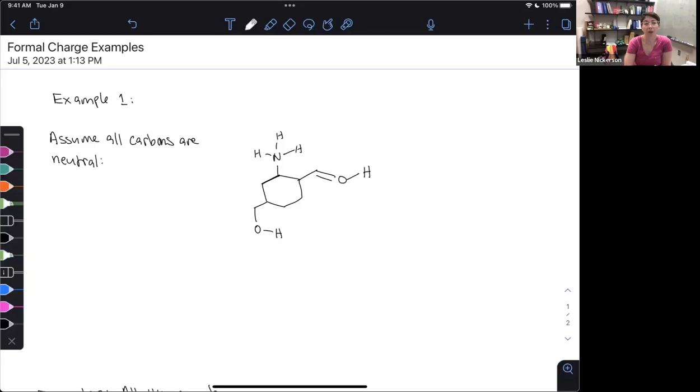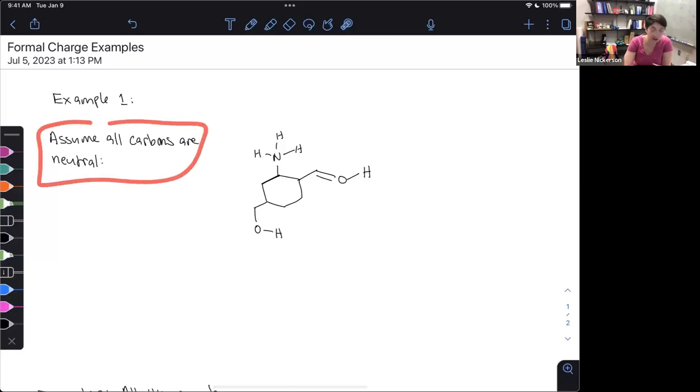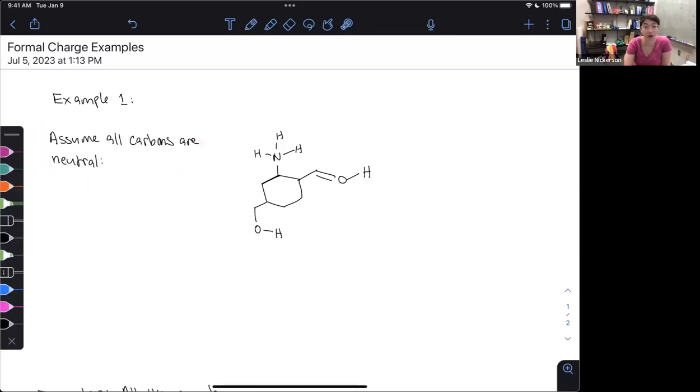Hi, everybody. I'm going to talk about some formal charge examples here. So for this first example, we want to be careful about this little assumption that I have put in here. We're going to assume that for this example, all the carbons are neutral, meaning that all the invisible hydrogens that we imply are present. Just because when you're starting off, it's really easy to look at something that doesn't have the hydrogens drawn in and think that you've got a carbocation or something going on. But most of the time it's not that.